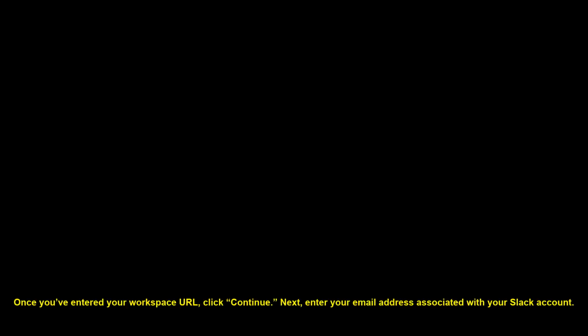You will be prompted to enter your workspace URL. If you do not know your workspace URL, you can click on the Find Your Workspace link provided. Once you've entered your workspace URL, click Continue. Next, enter your email address associated with your Slack account. After entering your email, click on the Continue button.